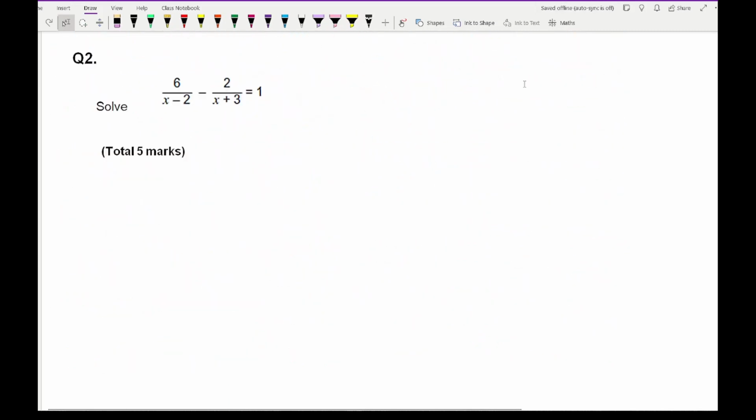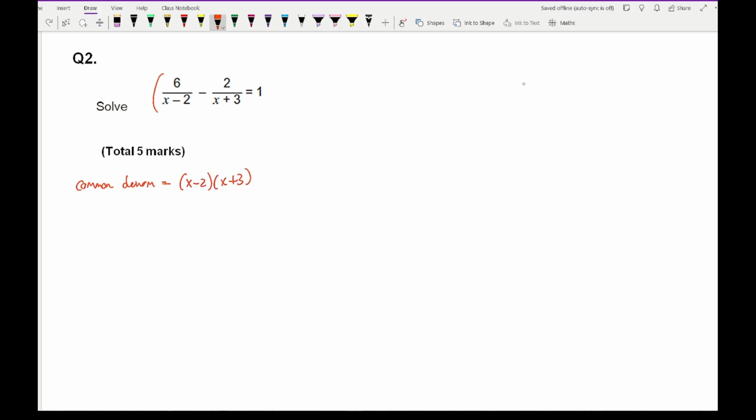Now moving on to question 2. So again, very similar, but this time again this could appear on non-calculator because there's no definition of 2 decimal places. So again, what we want to do here is to try and get a common denominator. Now here our common denominator is going to be x minus 2 x plus 3.